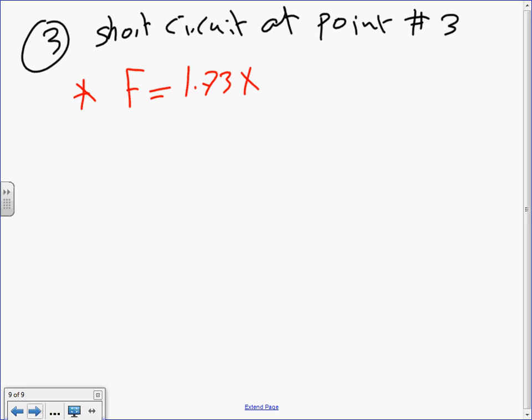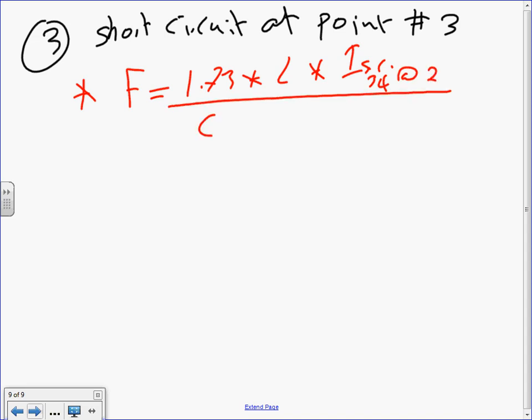1.73 times, since we don't want to write the formula again, times the length. What's the length? 200, times the short circuit at point 2. Now here's the key point. Maybe we should write it down. So F equals 1.73 times L times I short circuit 3 phase at 2, divided by C times N times V. Piece of cake.